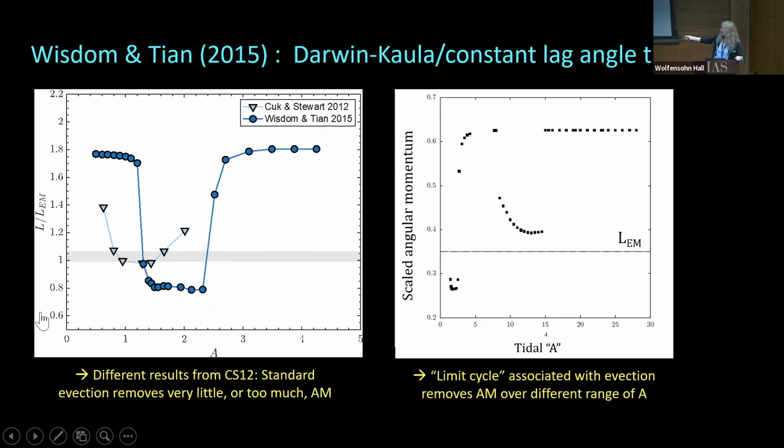Wisdom and Tian found that region of parameter space actually removed too much angular momentum. Then in another region, Wisdom and Tian saw something odd in which the angular momentum was removed from the system, even in cases where it was clear that the resonant angle was not librating. So it wasn't in formal resonance. And they called this a limit cycle.